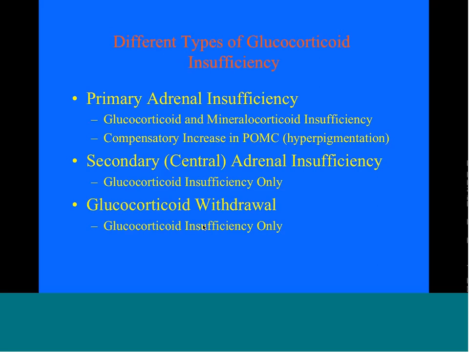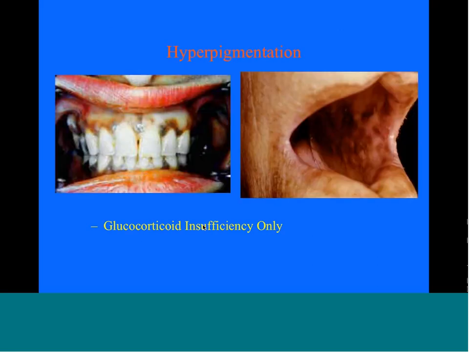This happens in the pituitary problem. And you can have glucocorticoid withdrawal. Somebody's on glucocorticoids chronically, it's stopped or tapered off. You can have low cortisol, and again, the aldosterone is unaffected in glucocorticoid withdrawal. Here's a picture of hyperpigmentation, both along the teeth and in the mouth.